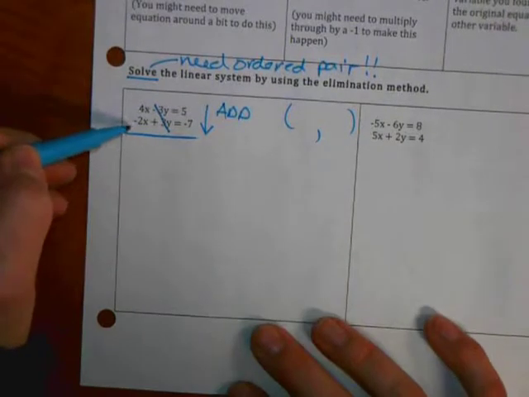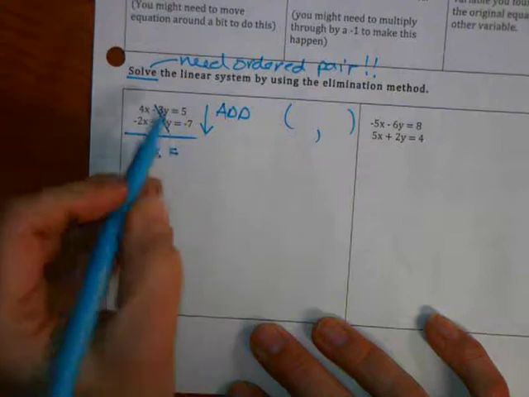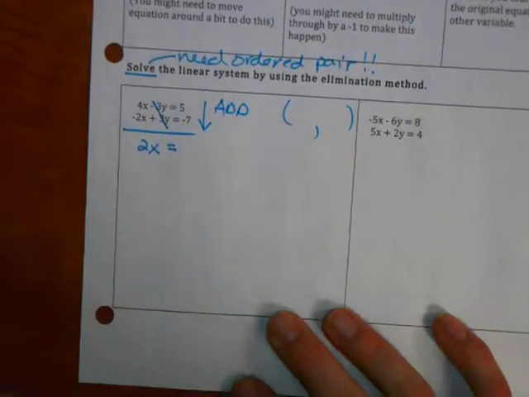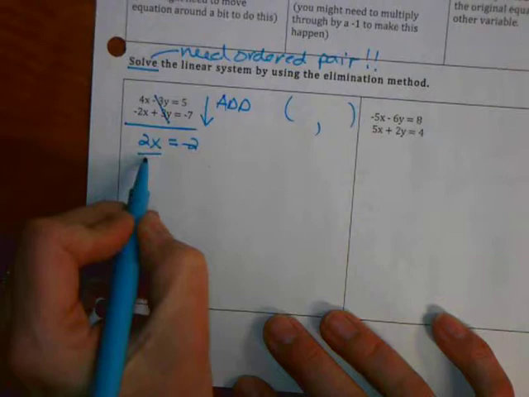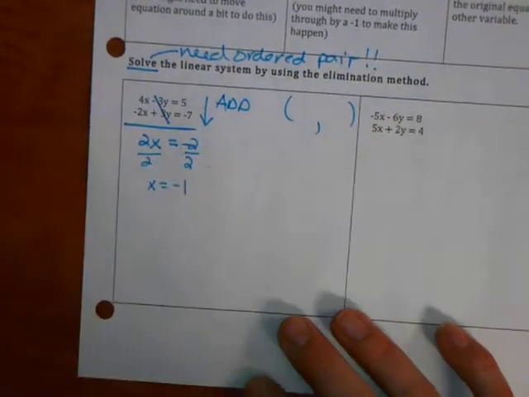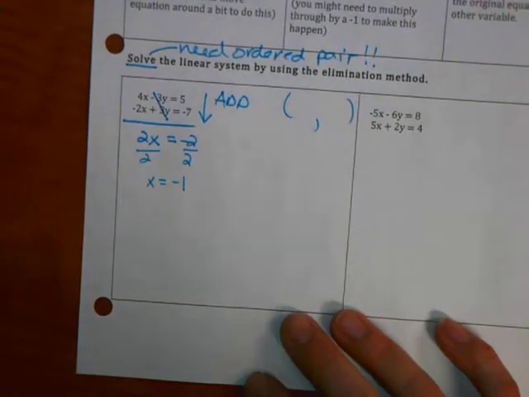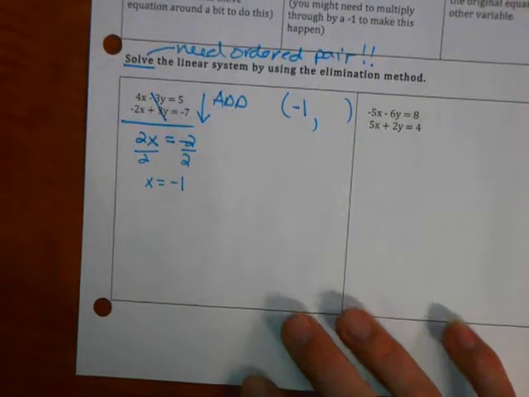If I have 4x plus negative 2x, how many x's do I have? The y's are gone. 5 plus negative 7 is what? Okay. Oh, look at how beautiful that is. x equals -1. Oh my gosh. I already have my x. I'm going to put that right into my ordered pair.